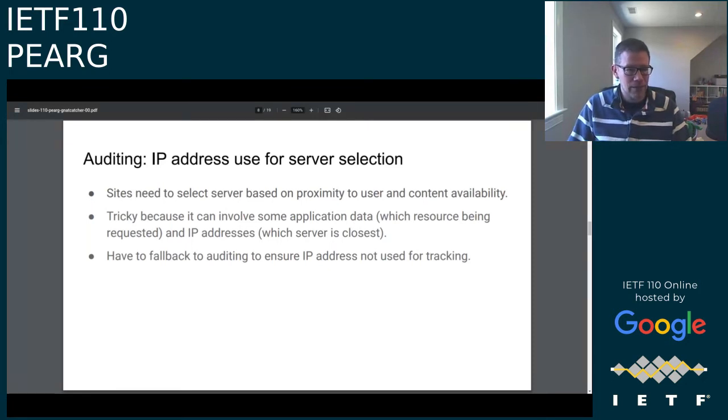IP addresses are also used for server selection. A lot of the time you'll have multiple servers hosting different content. And so a site might need to pick the server that's closest to the user for the best latency, and the one that has the content they're looking for. This can be a little tricky because you're taking into account proximity, which could be based on IP address, and you're taking into account content, which also could share some identity. And so this is an area where it has to be audited to make sure that it's just being used for this server selection. It's not being passed along for re-identification.